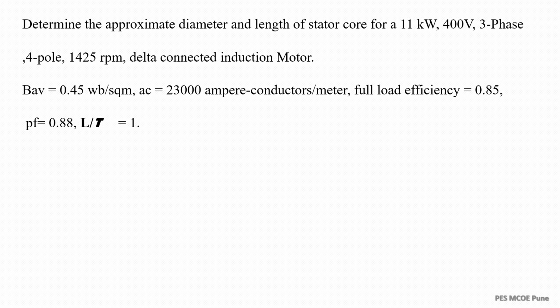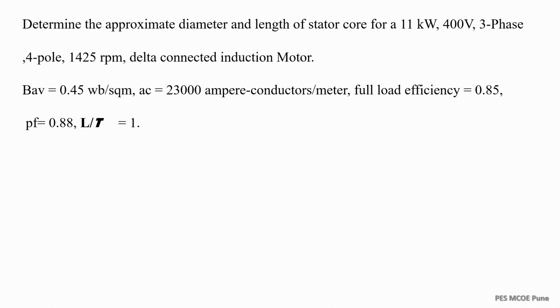The assigned question is: determine the approximate diameter and length of stator core for a 11 kilowatt, 400 volt, three-phase, 4-pole, 1425 rpm, delta connected induction motor, where they have given average flux density BAV, that is 0.45 Weber per square meter. Ampere conductors are 23,000. Full load efficiency is also given, that is 0.85, power factor 0.88, and L by tau ratio is equal to 1.